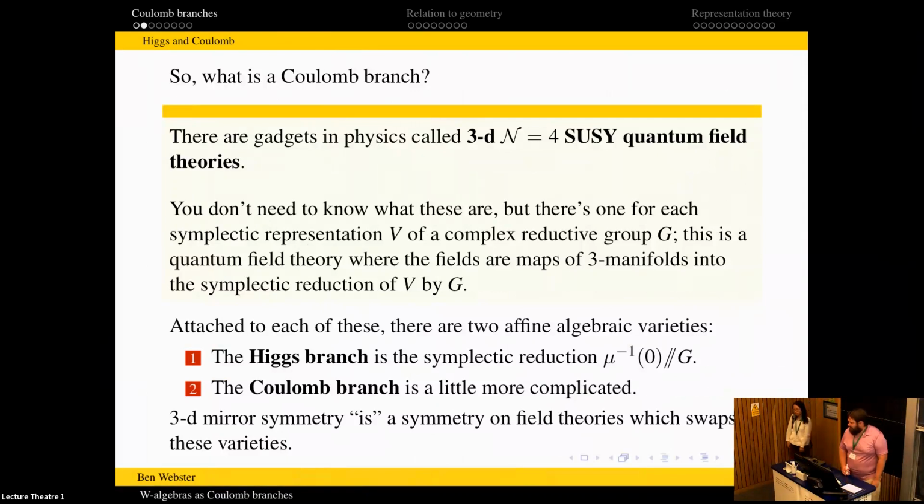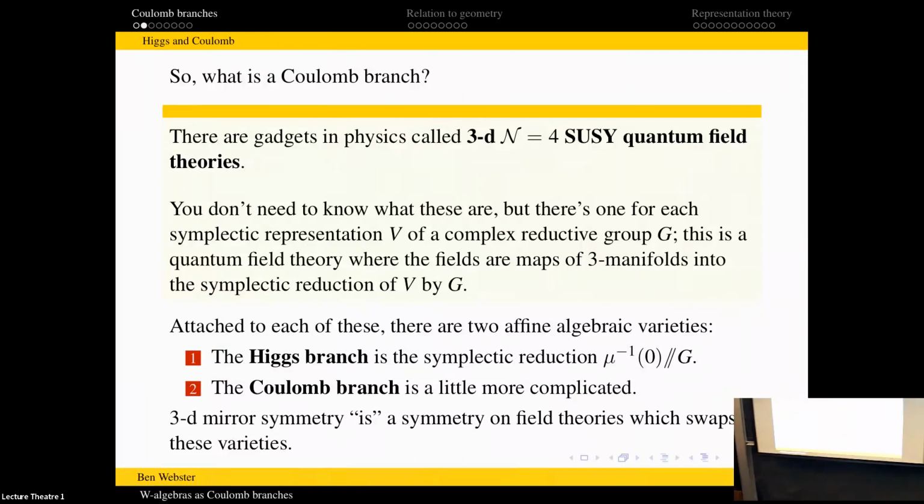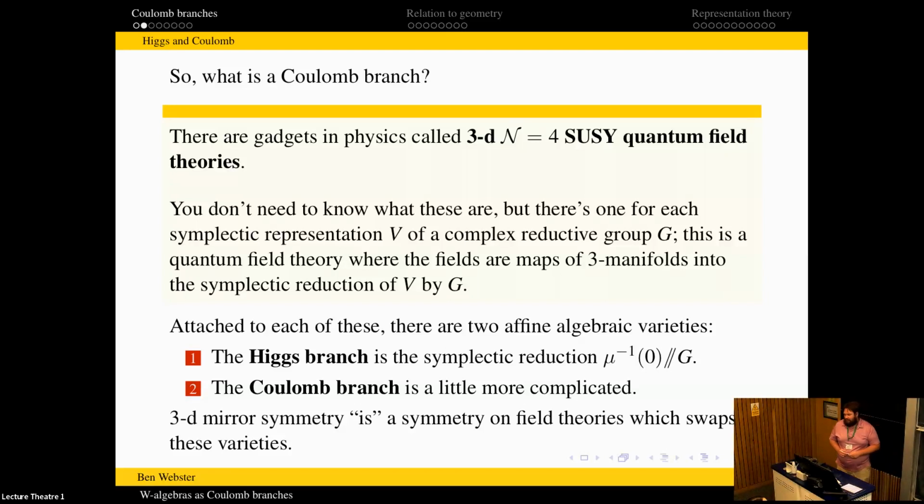All right, so first thing I'd better tell you, what's a Coulomb branch? These were mentioned earlier in a few other talks, but not in much detail, and I want to tell you a little bit more about them. There are some objects out there that physicists are interested in, and you don't need to worry about what they are. They're called 3D N=4 supersymmetric quantum field theories. If you know what those are, congrats.